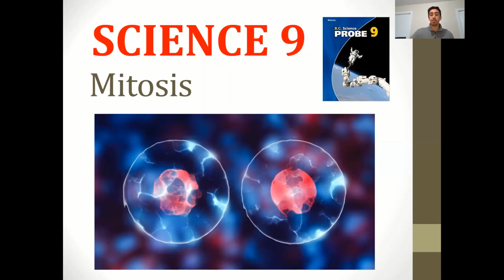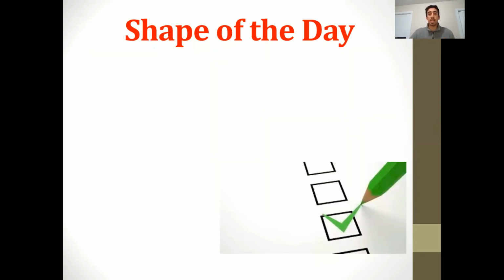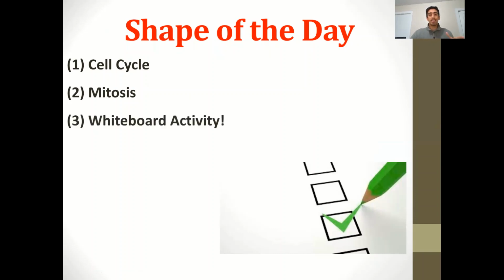So let's get underway. First off, the shape of the lesson. We're going to start off with the cell cycle. We're going to talk about what it is, followed by mitosis. What are the stages of mitosis? Why does mitosis occur? And lastly, we're going to do a whiteboard activity together so that we can track the chromosomes as they go through different stages of mitosis.